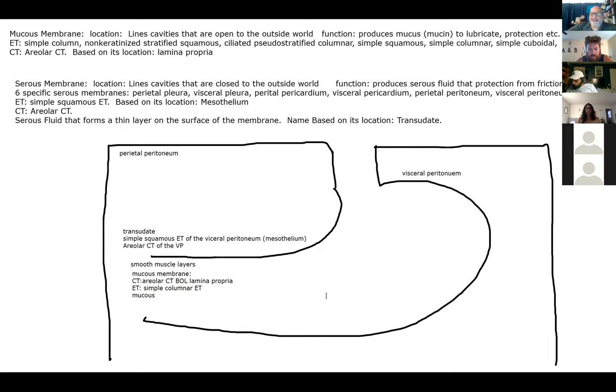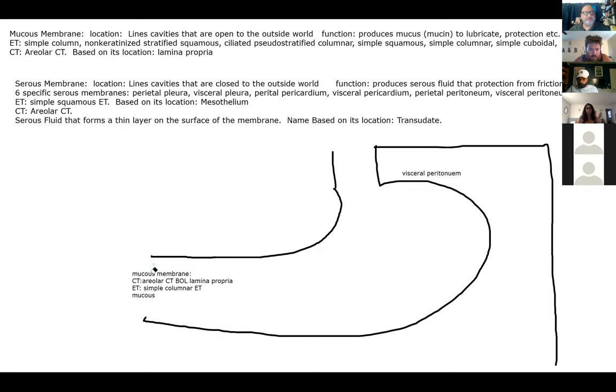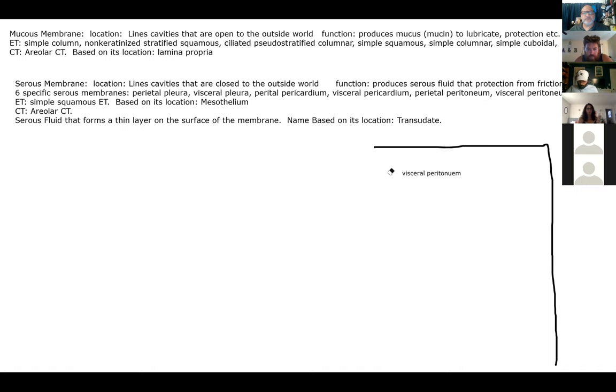And there you go. Just that easily, we've made a stomach. The organ that is the stomach has a serous membrane on the outer surface, a mucous membrane on the inner surface, and three layers of smooth muscle in between. And that's pretty much how you make a stomach. All right. Questions on this? All right, excellent. So those are our first two membranes. But we still have two more.